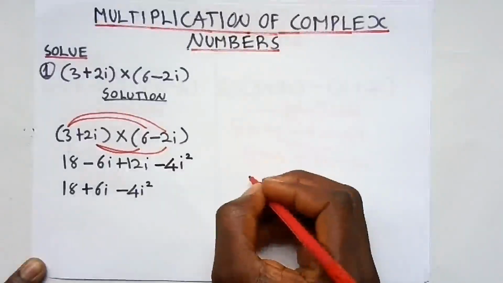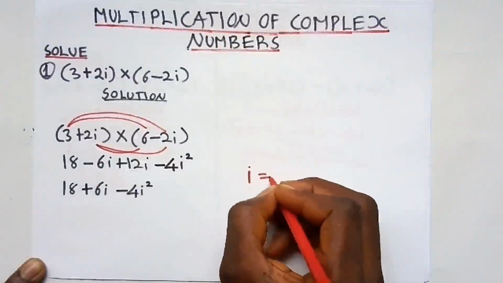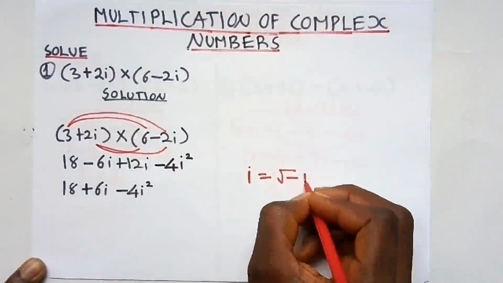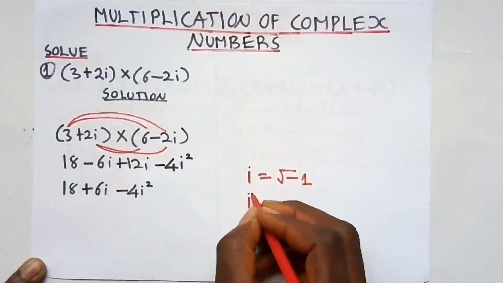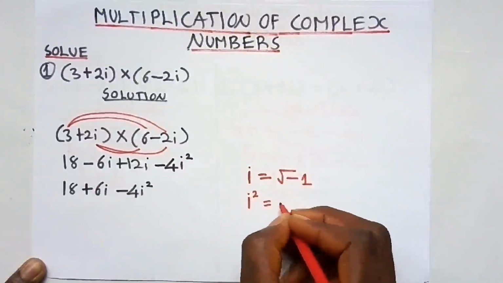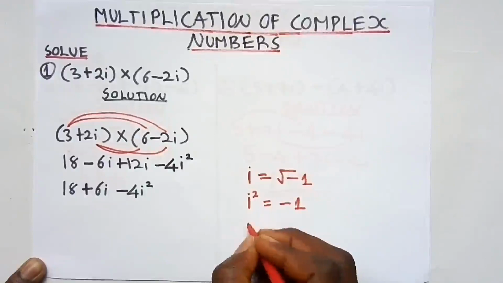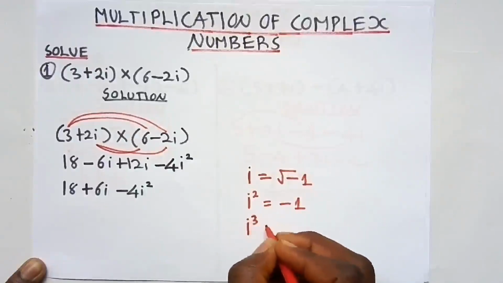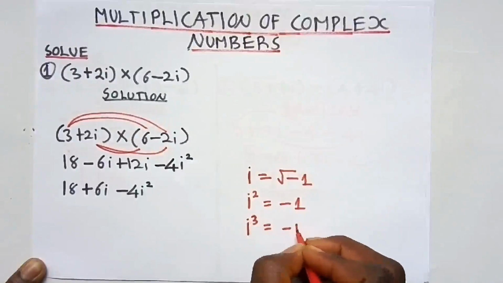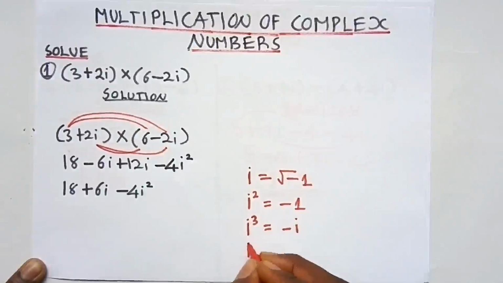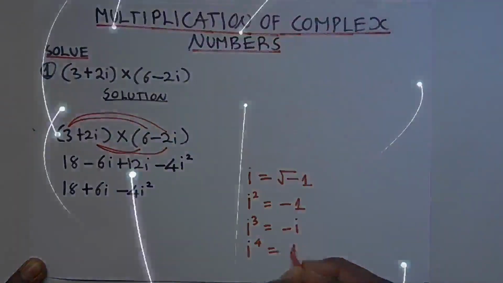For complex numbers, i is equal to the square root of minus 1. i squared is equal to minus 1. i raised to the power of 3 is equal to minus i. And i raised to the power of 4 is equal to 1.